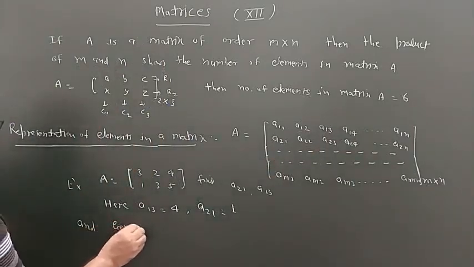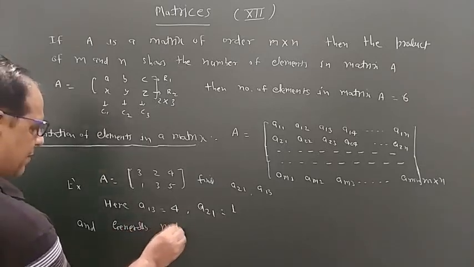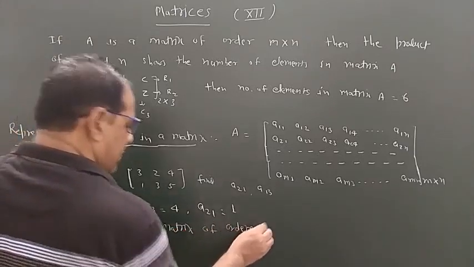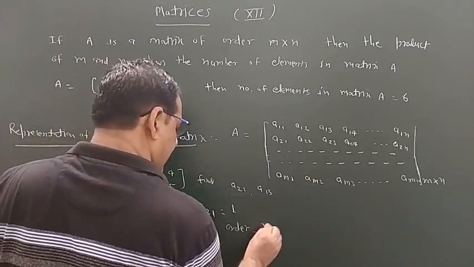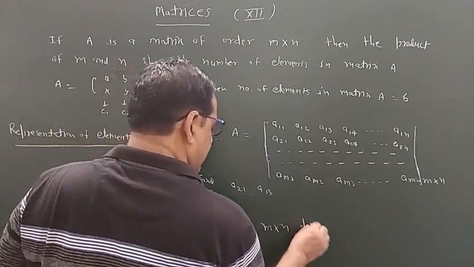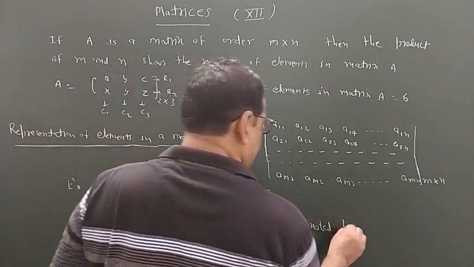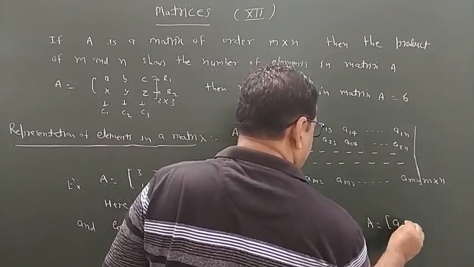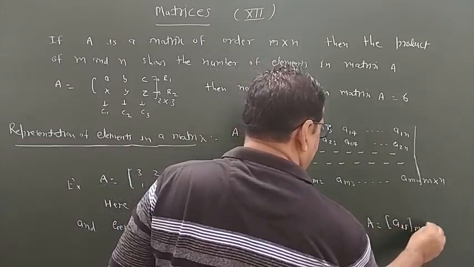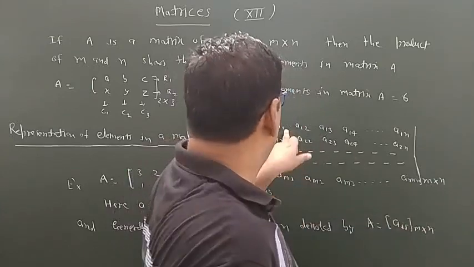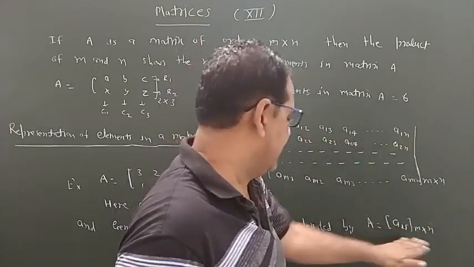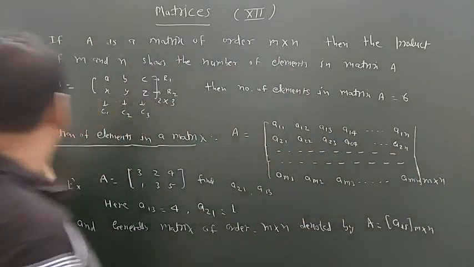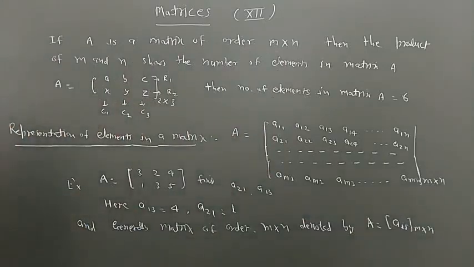So this is how we represent elements. Generally, a matrix of order m by n is denoted by A equal to [aij] m by n. aij means a11, a12, a13, a14, etc. This matrix is symbolically indicated in this way. This is the representation of elements inside the matrix.